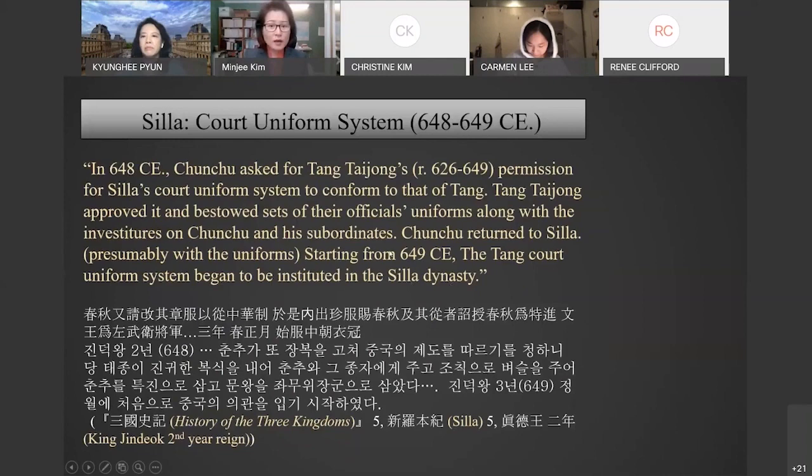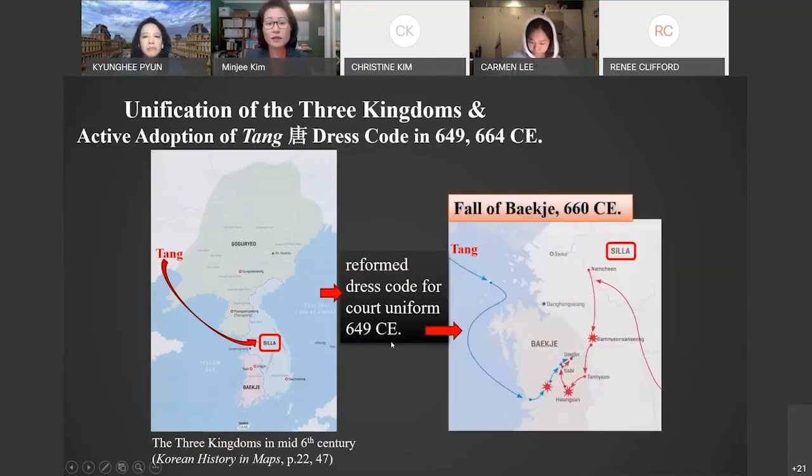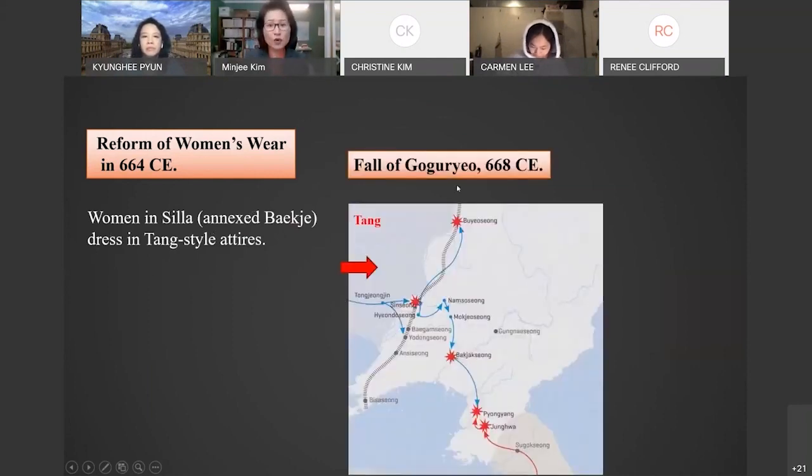So at that time, Silla formed a military alliance with Tang, and then they reformed their court uniform system in 649. And then 11 years later, Silla and Tang both defeated Baekje in 660. And in 664, four years after Silla and Tang defeated Baekje, Silla annexed Baekje. So Silla and Baekje women dressed in Tang-style attire. So they reformed the women's dress code as well. And then another 4 years later, Silla and Tang defeated Goguryeo in 668. So in the middle of the unification war, the Silla government reformed their dress code for men and women.